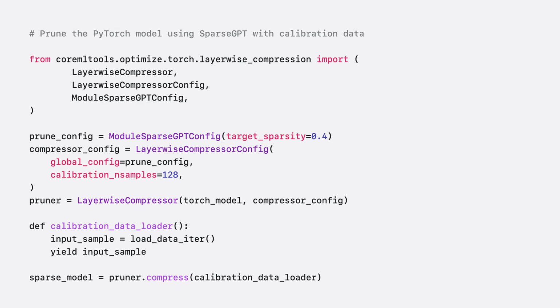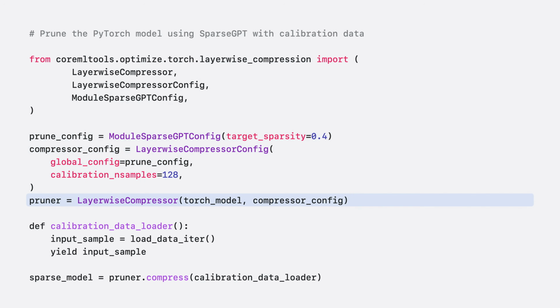Here, I'm taking pruning as an example. It can be started by importing the necessary modules. You can specify the prune config now. Here, I'm setting the target sparsity to 0.4, meaning 40% of weight values would be pruned away. I set the number of samples to be 128.